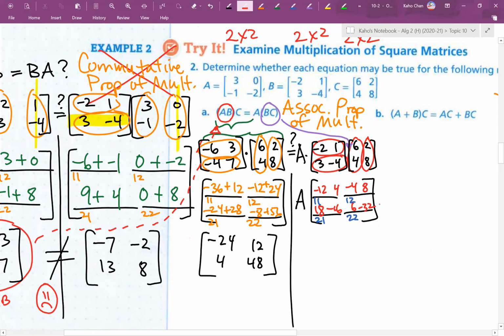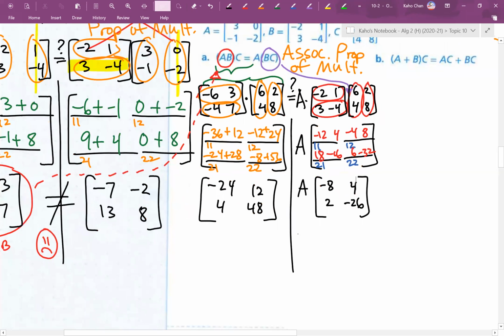That gives me, this is BC now. This is only BC right here, okay? I still need to multiply by A. So BC is 8, 4, 2, and negative 26. I still need to multiply by A. Let's do that right now. Bring that down. A is 3, 0, negative 1, negative 2, and bring down the negative 8, 4, 2, negative 26. I still got to do that, right?